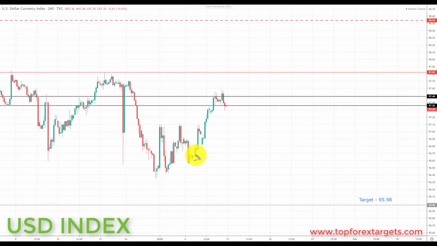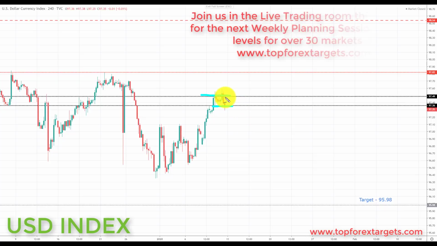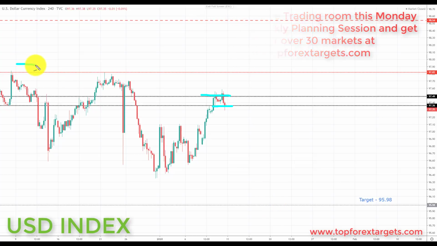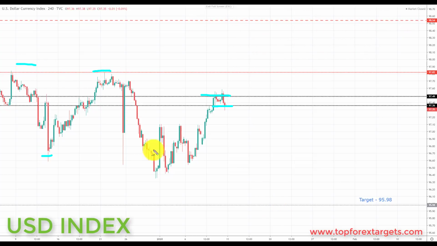Now, in last week's video, we were looking for a pullback in the dollar index, and we highlighted the 97.36 to 97.49 area as a pullback area and a place to start to look for a reversal in the dollar index to the downside. We have pulled back to this area and we start the week sitting at this area, so we are looking now for further declines to the downside going into next week in the dollar index, as we are still structured to the downside, making lower highs and lower lows.